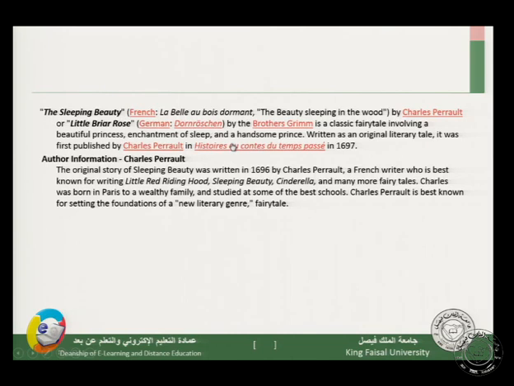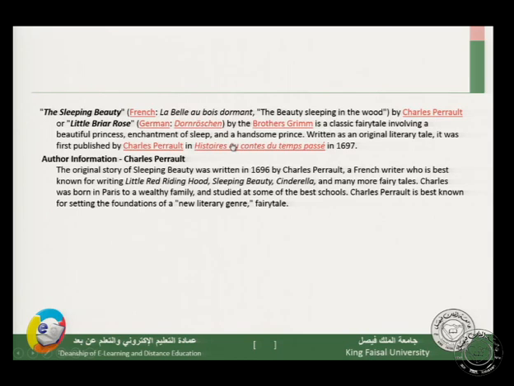and then by the Brothers Grimm. Okay. Brothers Grimm is a very important name. We'll come to them later. We had them in the previous lecture. A classic fairy tale involving a beautiful princess, this is our story, enchantment of sleep and a handsome prince. It was written originally as a literary tale.